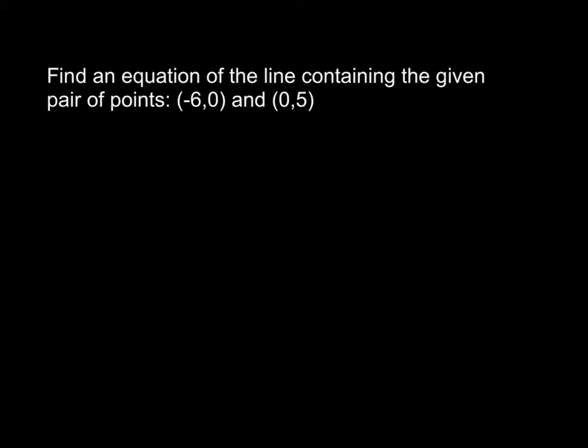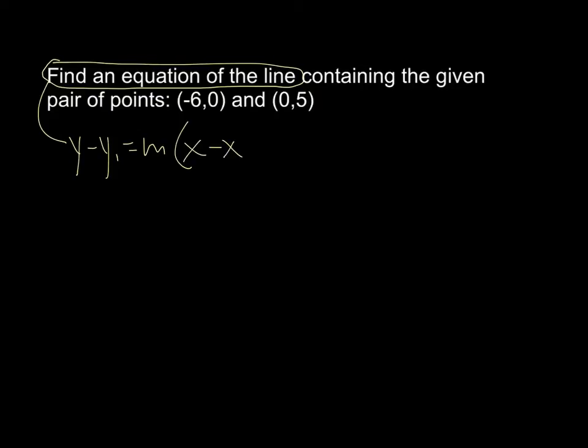Okay, for our third example, find an equation of the line containing the given pair of points, (-6, 0) and (0, 5). So again, find an equation of the line. So I'm going to start here. y minus y1 equals m times x minus x1. Okay, and then just replacing those three things. So our y1 and x1, we can go ahead and label this first point x1, y1, and we can label the second point x2, y2. And by the way, those aren't squared. That's just x in the second pair and y in the second pair.